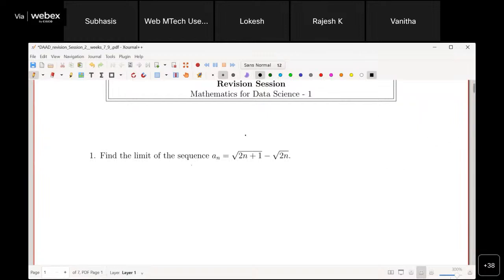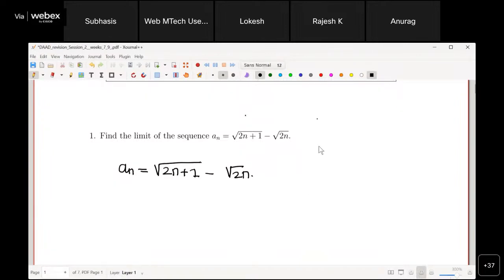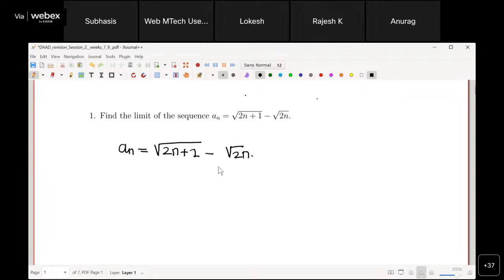Okay, so the thing is we want to find the limit of the sequence. What is an? An is square root of 2n plus 1 minus square root of 2n, right? So this is the sequence. By just simply looking at this sequence, we can't get the limit of the sequence.